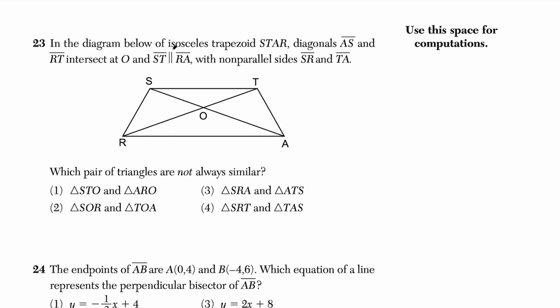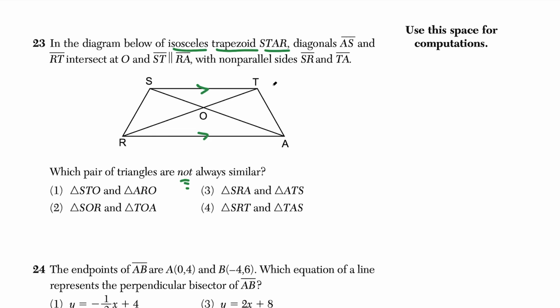Question 23, we have a diagram of isosceles trapezoid STAR, and the diagonals are AS and RT. They intersect at O, and we're told that segment ST is parallel to segment RA, and the non-parallel sides are SR and TA. So which pair of triangles are not always similar?